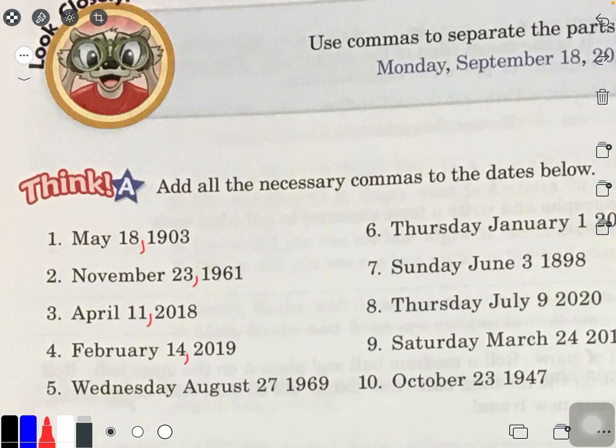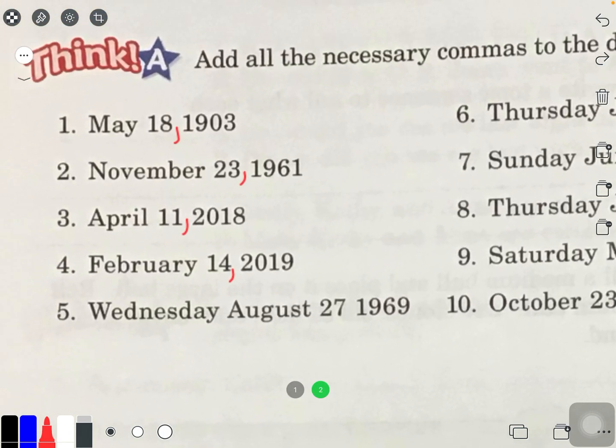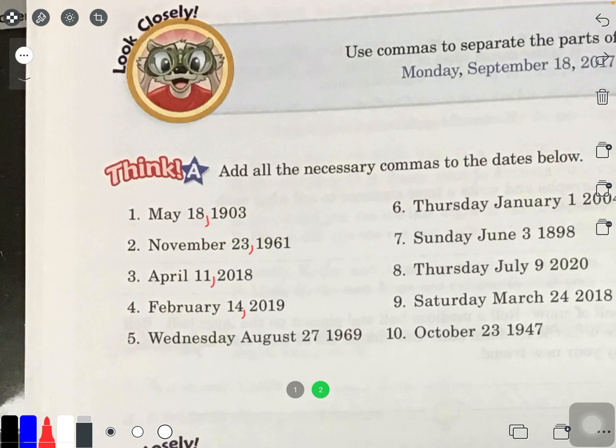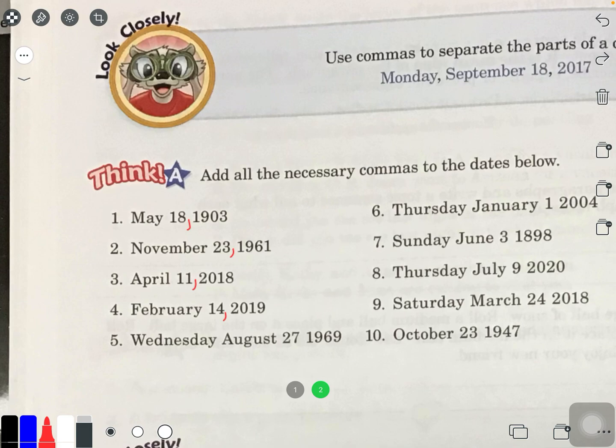Now here, ooh, number 5, Wednesday. Ooh, they give you the day. So again, take a look at our example up here. You put a comma after the day. So I'm going to put a comma after Wednesday, and I'm going to put a comma after 27. All right?